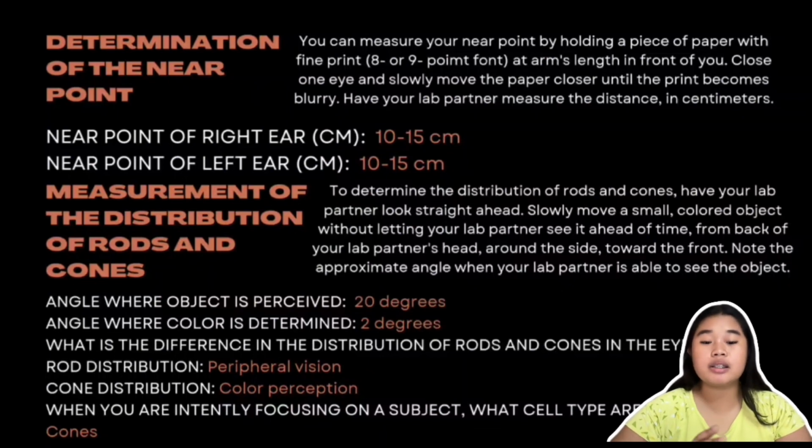To determine the distribution of rods and cones, have your lab partner look straight ahead. Slowly move a small colored object, without letting your lab partner see it ahead of time, from the back of your lab partner's head, around the side, and toward the front. Note the approximate angle when your lab partner is able to see the object.